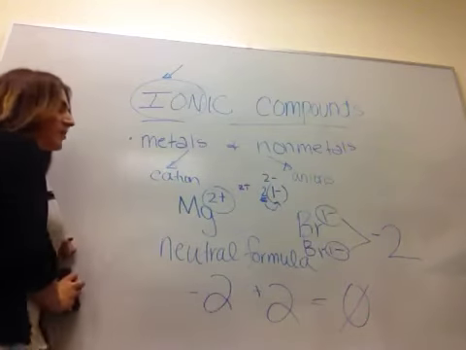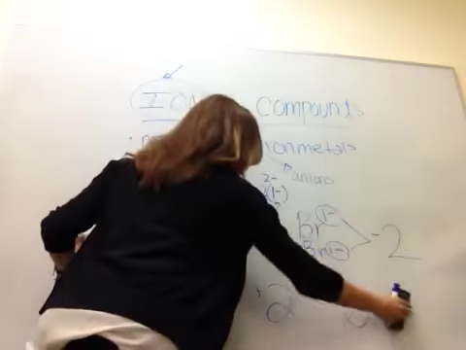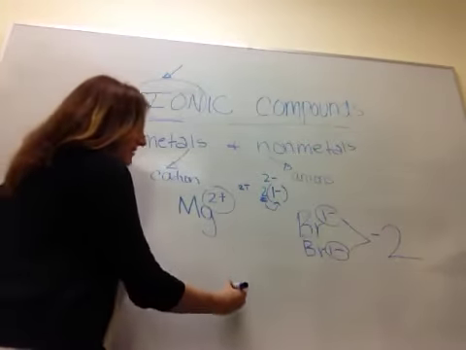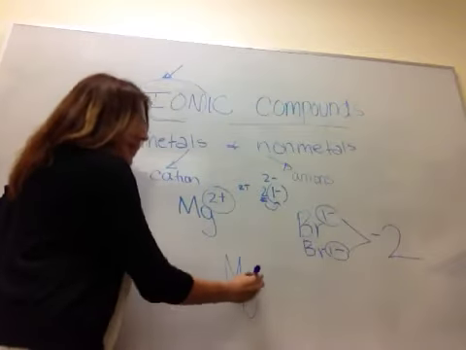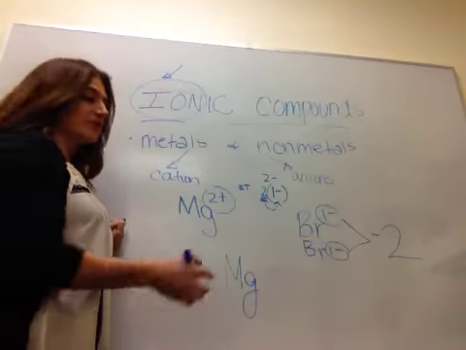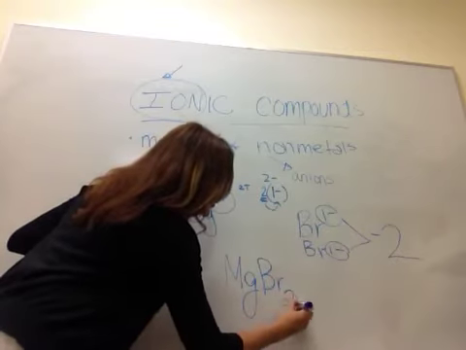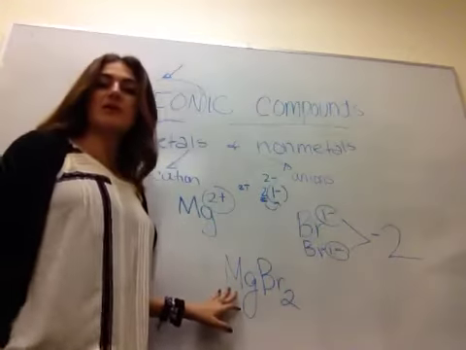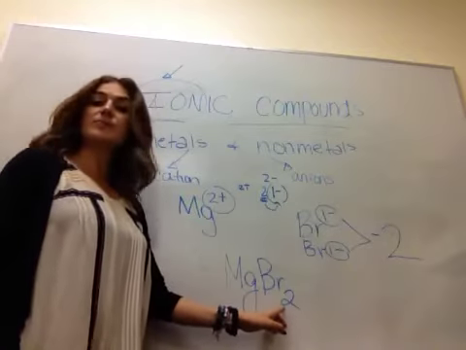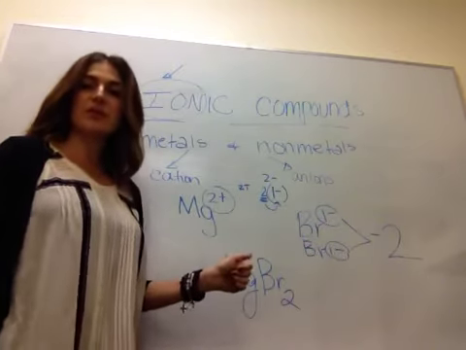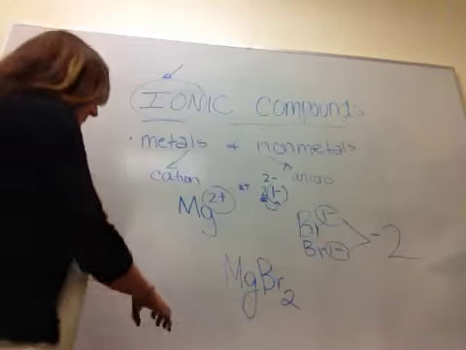So when I write the formula, I need just one of the Mg's, and how many of the Brs? 2. So I write Br subscript 2. Anytime you make a formula, you're going to use little subscripts. Never big numbers, never coefficients. Let's remember that. Let's try another example.